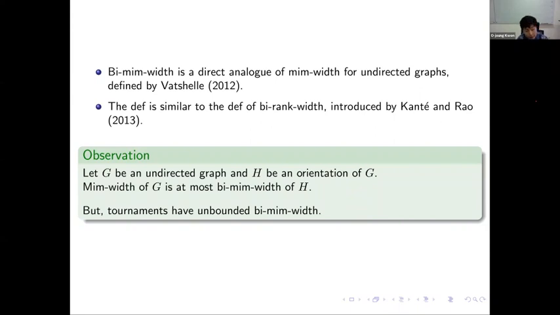One observation is that if G is an undirected graph and H is an orientation of G, then the mim-width of G, which is defined simply by computing the maximum induced matching in a cut, is a lower bound of the bi-mim-width of H. You simply take the same decomposition, and if you have an induced matching of size 10 in G, then this induced matching has to be split into the two bipartite graphs in H, so they have to be summed up when you compute the bi-mim-width. So the mim-width of G is at most the bi-mim-width of H, but the other direction is not true, because tournaments have unbounded bi-mim-width, while tournaments have mim-width simply one.